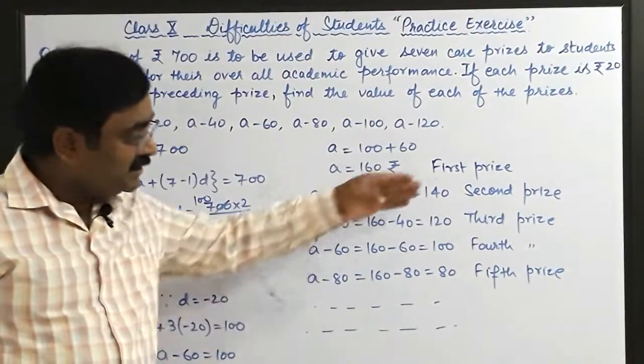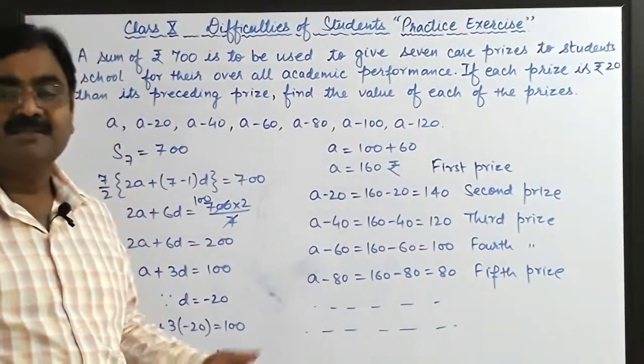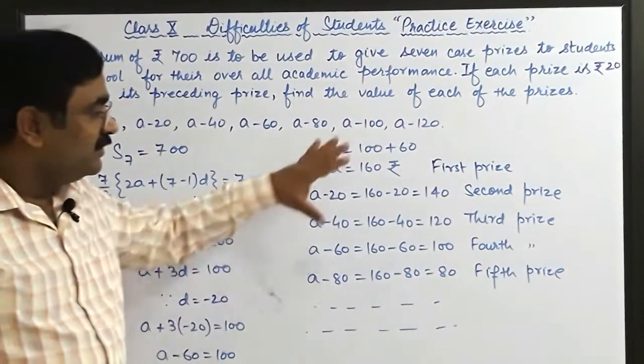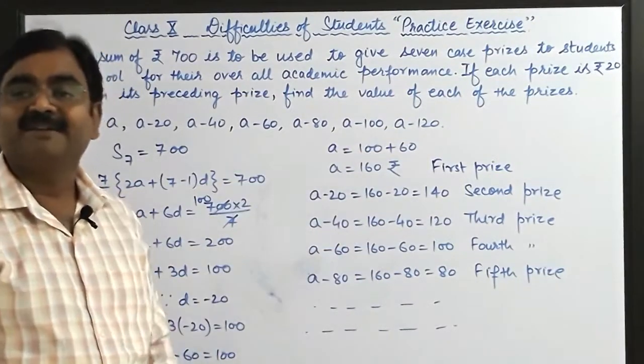And after getting these prizes, amount of prizes, when you add, you will get the sum of all the prizes will be 700. Okay.